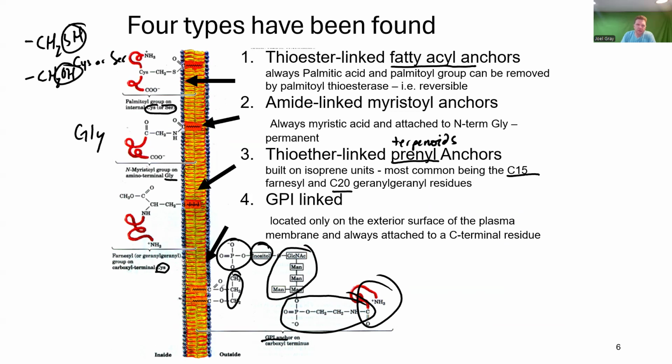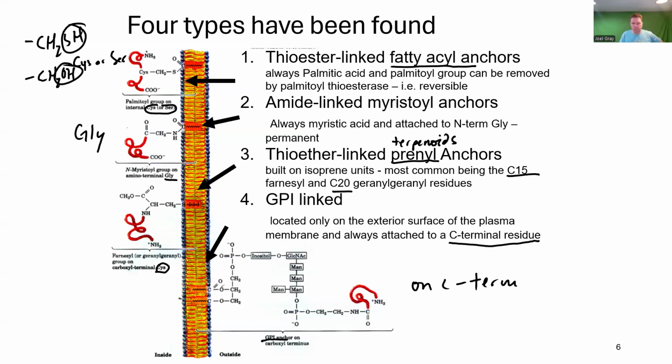There we go. And last but not least is our GPI anchor, located only on the exterior surface of the plasma membrane and always attached to the C-terminal amino acid. So the C termini of a polypeptide. So on C term. Okay, so this gets into the kind of organization of proteins and where they can be placed, but this doesn't really talk about function, and the function can be very diverse.